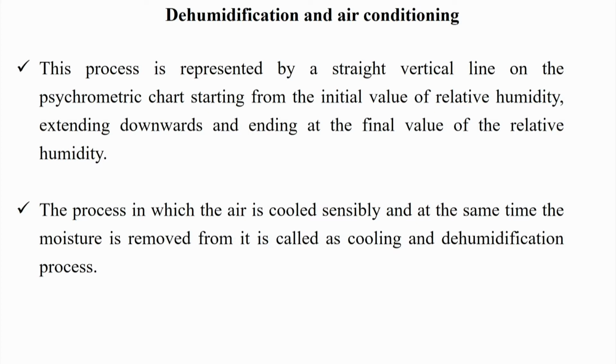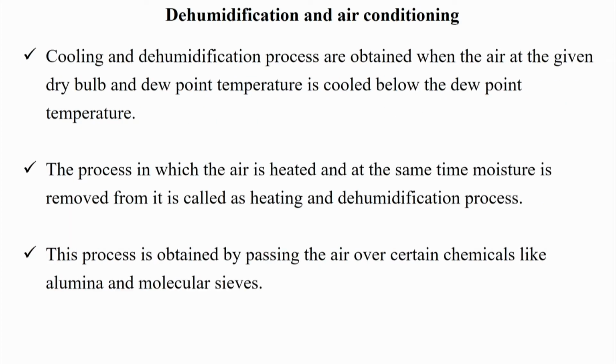The process in which air is cooled sensibly and at the same time moisture is removed from it is called the cooling and dehumidification process. It is obtained when the air at a given dry bulb and dew point temperature is cooled below the dew point temperature. The process in which the air is heated and at the same time moisture is removed from it is called the heating and dehumidification process. This is obtained by passing the air over certain chemicals such as alumina or molecular sieves.